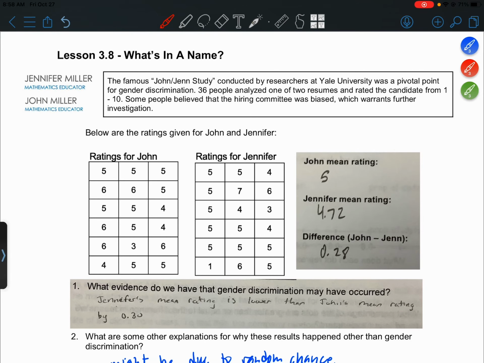Hey everyone. So lesson 3.8 is taking us through an experiment that is very similar to a very famous one done at Yale University. This experiment is often referred to as the John-Jen study. Basically what it does is it creates two fake resumes that are identical in nature with the exception of the name on the resume. So one resume says John and the other one says Jen.